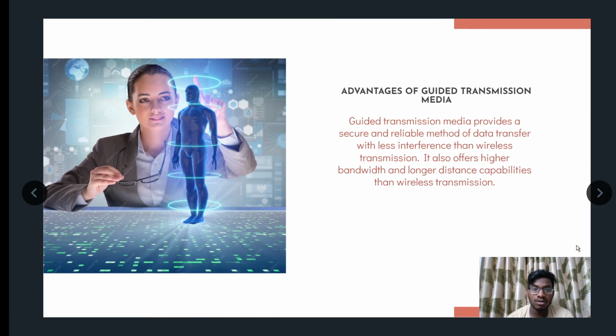transmission media. So what are the advantages of using guided transmission media? Guided transmission media is generally used to transmit data from one place to another in a guided manner, without losing the data. It provides a secure and reliable method of data transfer with less interference than wireless transmission. It also offers higher bandwidth and longer distance capabilities than wireless transmission.